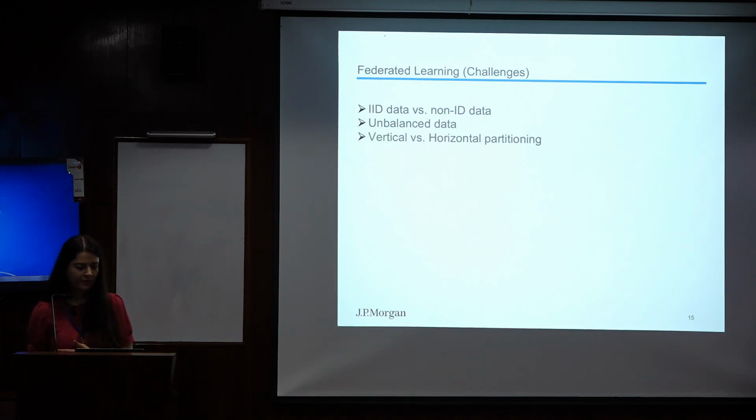Then there's this other setting called vertical and horizontal partitioning. What this means is that when we are training, we are assuming that it's by example, so that all the devices have examples and they all share the same features, okay? But vertical means that they don't have all the same features. So let's say some mobile devices have some specific set of features, another one has some other set of features. So this is harder to train because they don't all have the same features. So this is another setting.